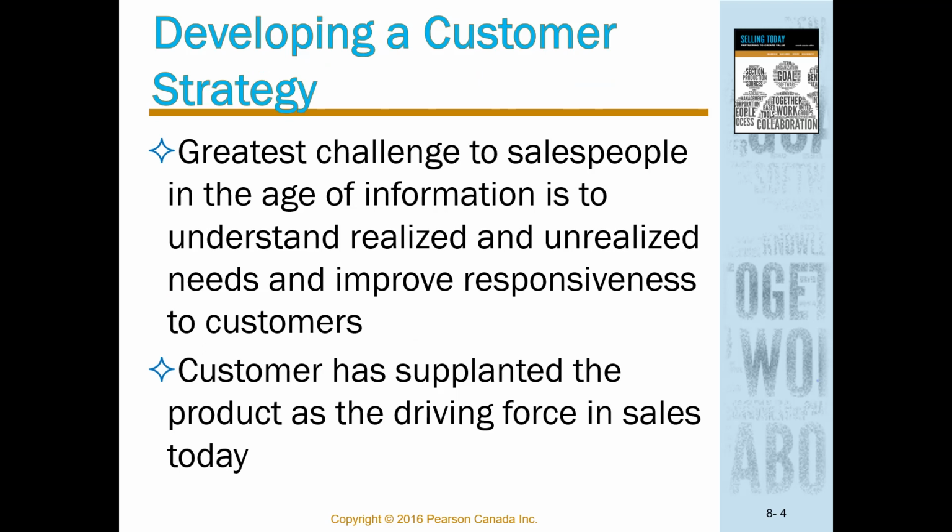So all companies need to develop a customer strategy, and you need to do that too for your sales plan strategy. So the greatest challenge to salespeople or sales reps in the age of information is to understand realized and unrealized needs and improve responsiveness to customers. So this is what I was telling you about suspects, prospects, and customers. So customer has supplanted the product as a driving force in sales today. In other words, the customer is above the product.